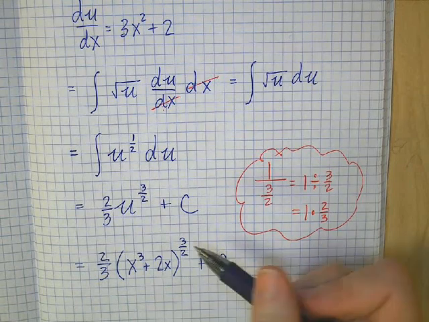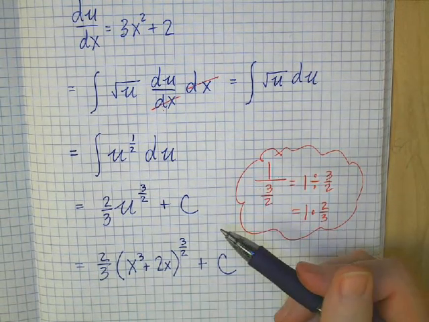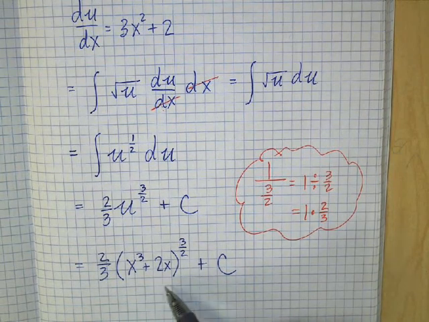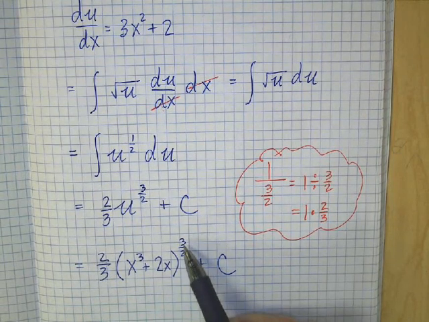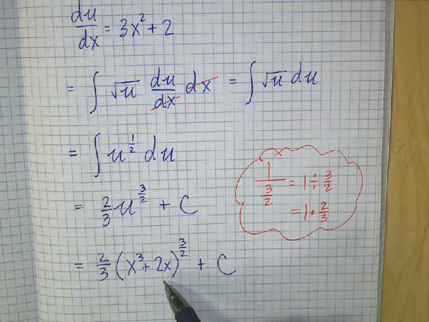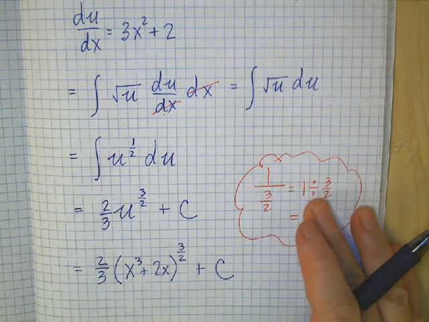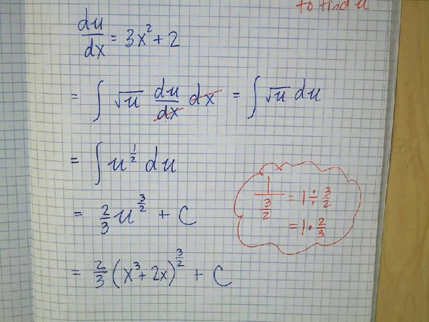If I brought down 3/2 times 2/3, that would cancel out. That would just be 1. And then I'd have my x cubed plus 2x raised to the 3/2 minus 1, which would be 1/2. And then I'd have to use the chain rule. I'd have to multiply by the derivative of this, which is 3x squared plus 2. So it matches the original problem. Okay? So that is using the chain rule.